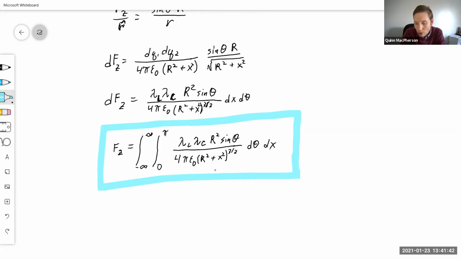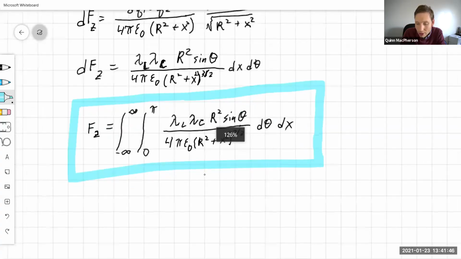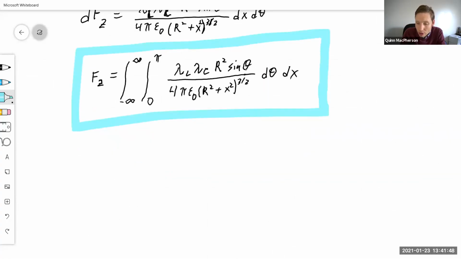This is the whole integral. Now we just need to do an integral, or well, do 2 integrals technically. As it turns out, sine theta is the only part that depends on theta, and you can pull that out. So we can actually separate these 2 integrals, from minus infinity to infinity. Actually, let's pull out constants to make this even simpler.